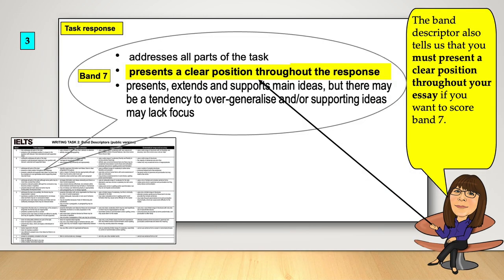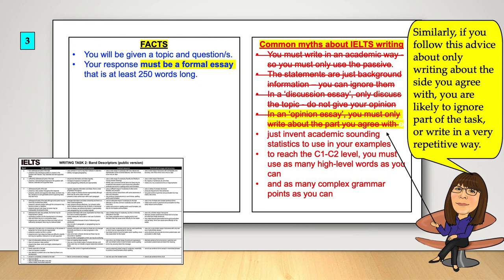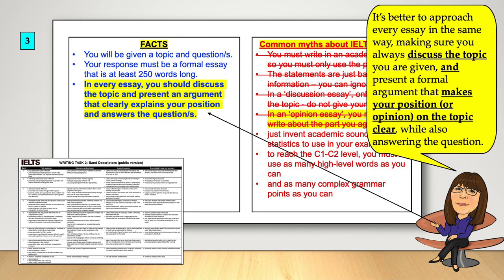The band descriptor also tells us that you must present a clear position throughout your essay if you want to score Band 7. So following this rule, which tells you that you must not give your opinion in certain essays, will keep you at Band 6 or below. Similarly, if you follow this advice about only writing about the side you agree with, you're likely to ignore part of the task or write in a very repetitive way. It's better to approach every essay in the same way, making sure you always discuss the topic you're given and present a formal argument that makes your position or opinion on the topic clear, while also answering the question.